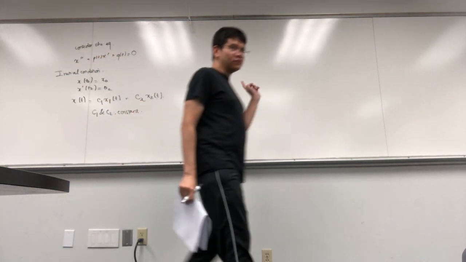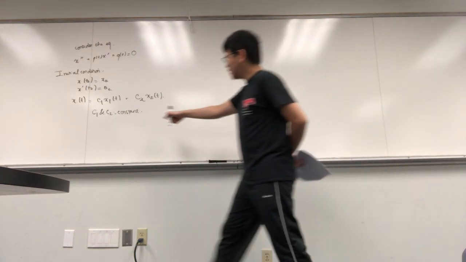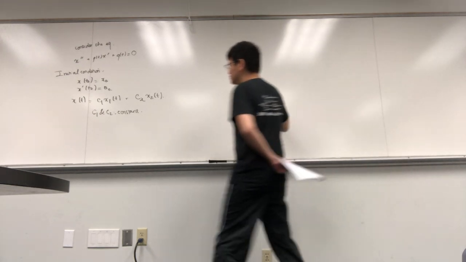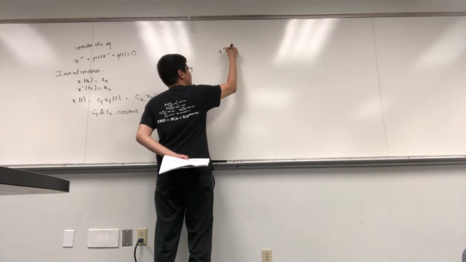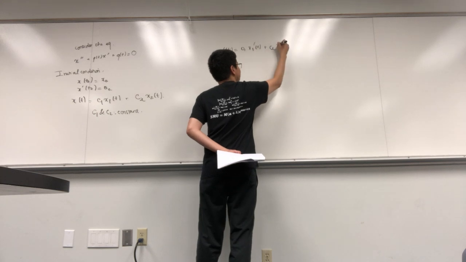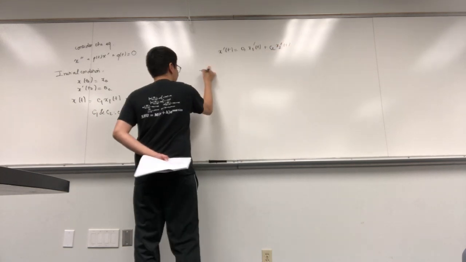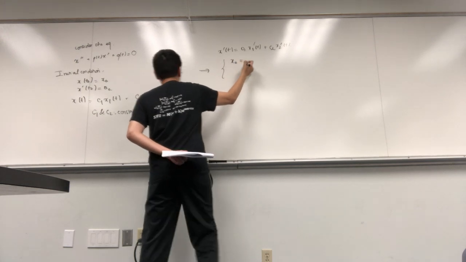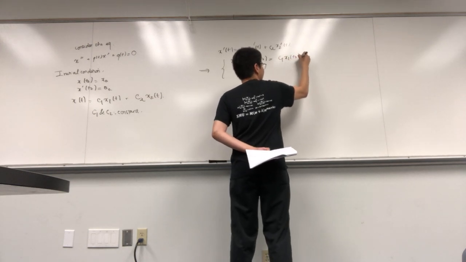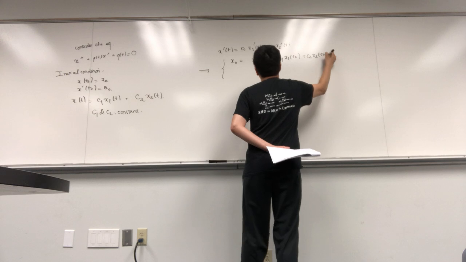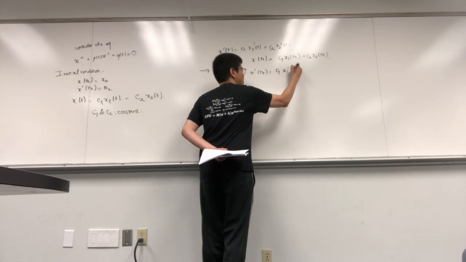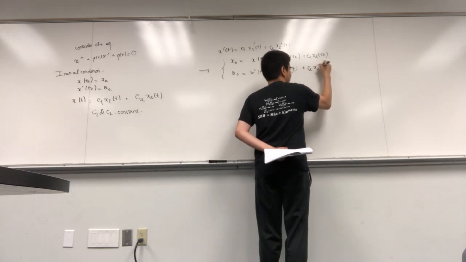In order to be able to solve for the two constants c1 and c2, you need to have a system, right? So you want to have x'(t) equal to c1 x1'(t) plus c2 x2'(t). Which means that you have two equations for the system. You have x(t0) equal to c1 x1(t0) plus c2 x2(t0), and v0 will be x'(t0), and this is c1 x1'(t0) plus c2 x2'(t0).